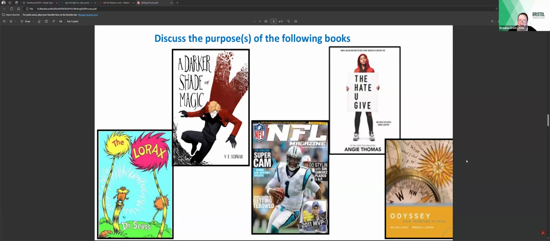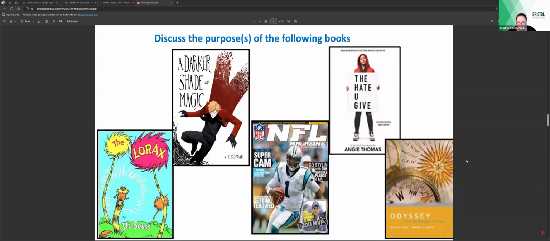A Darker Shade of Magic. This is entertain. That is the primary purpose of this particular book. There are many, many different topics in this book that actually are connected to social issues as well. So it could be maybe a little bit of persuade, but really the predominant purpose of this book is entertain.